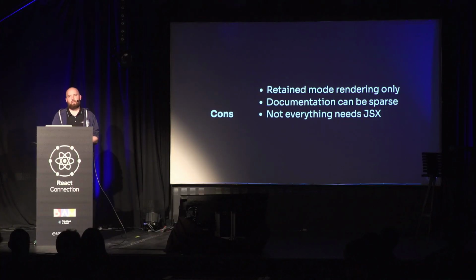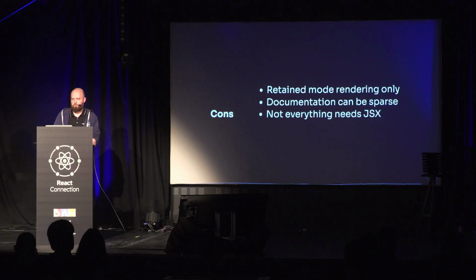Documentation can also be sparse. So, on top of reading GitHub, you sometimes have to look deep into the source code of the applications that you want to replicate in order to see how they used some appendChild function, some commitUpdate function, to see what is missing from your own implementation.